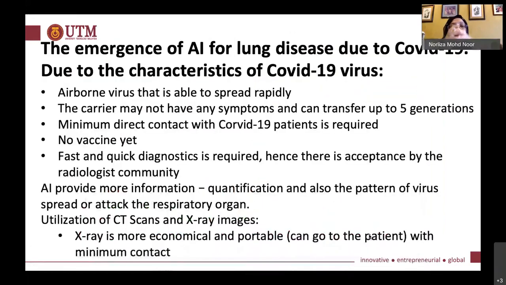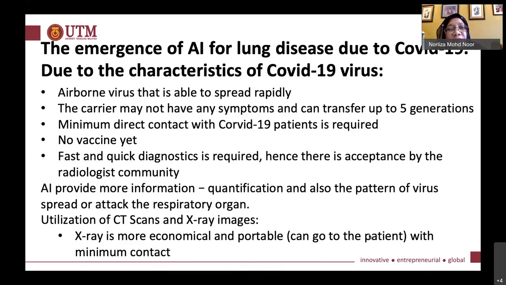All right, so with the emergence of AI for lung disease due to COVID-19, suddenly AI for lung disease is getting acceptance even from the medical profession, medical practitioners. Before this, I've been trying to sell it to them, like having a wall in front of me. But now they accept it because they need it.